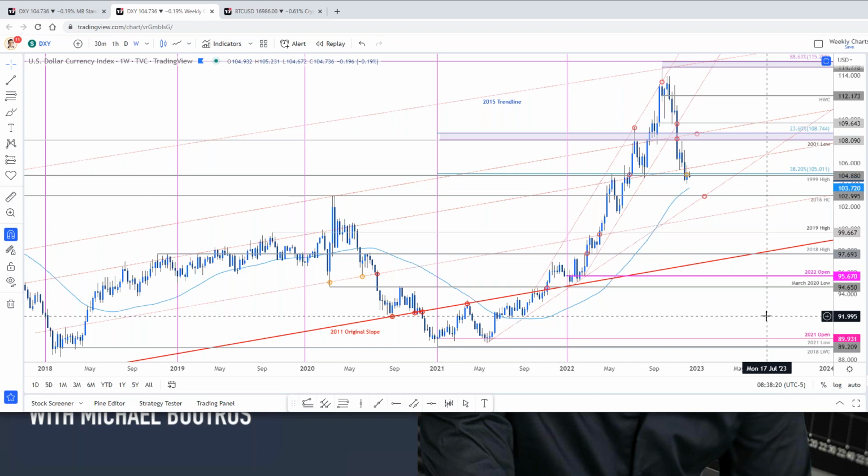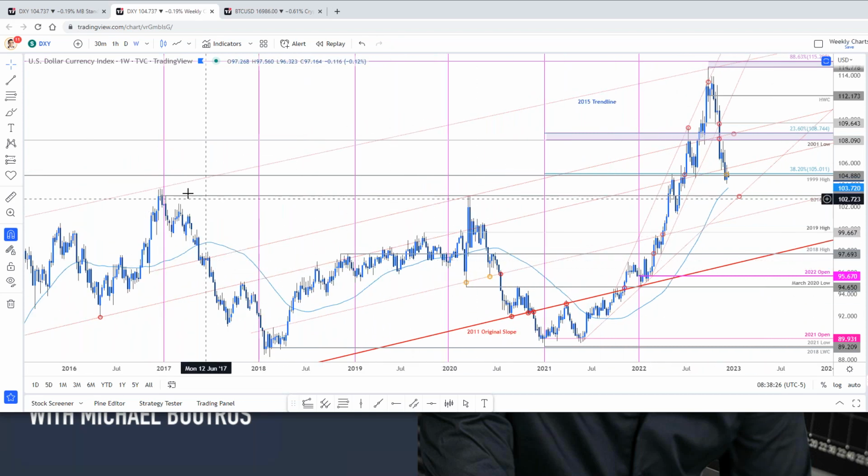You've got the 52-week moving average near 103.70. And then the 2016 high close, which was the 2020 high, decent pivot action on both sides of this year. That converges on basic slope support near 103.